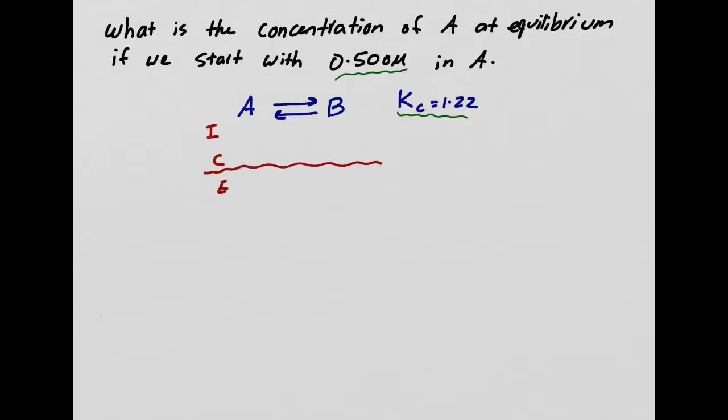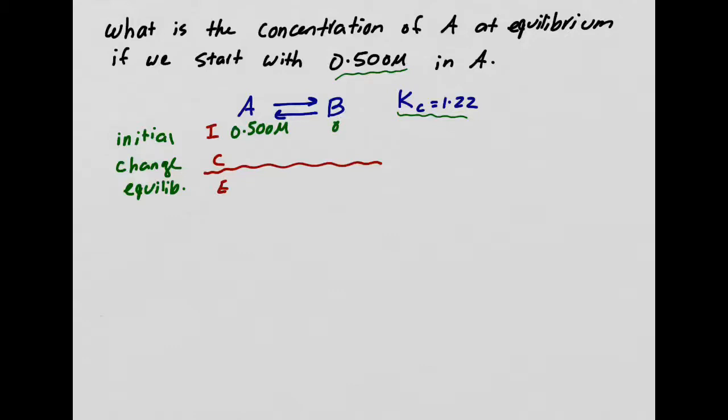Now, I means initial. C means change, and E means equilibrium. Okay, initial, change, equilibrium. So every time you're doing this kind of question, every time you're calculating concentration at equilibrium, you do an ICE table. ICE table. All right, initial. At the beginning, I have 0.500 molar of A, and at the beginning I have no product.